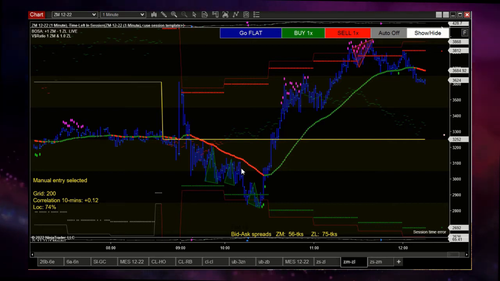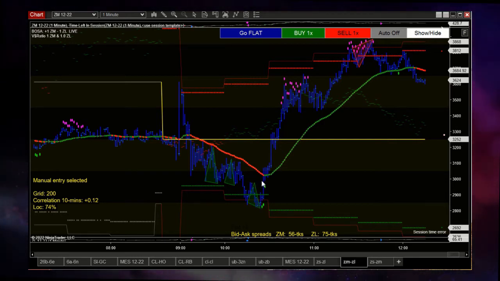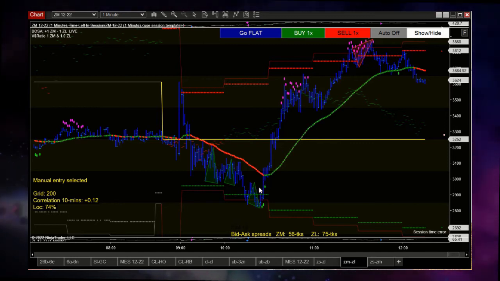Didn't get filled, came close. Saw another push down, a lower high, then another newer push lower, and that was the buy level at this point in time. And as you can see, we reverted to the mean very nicely.